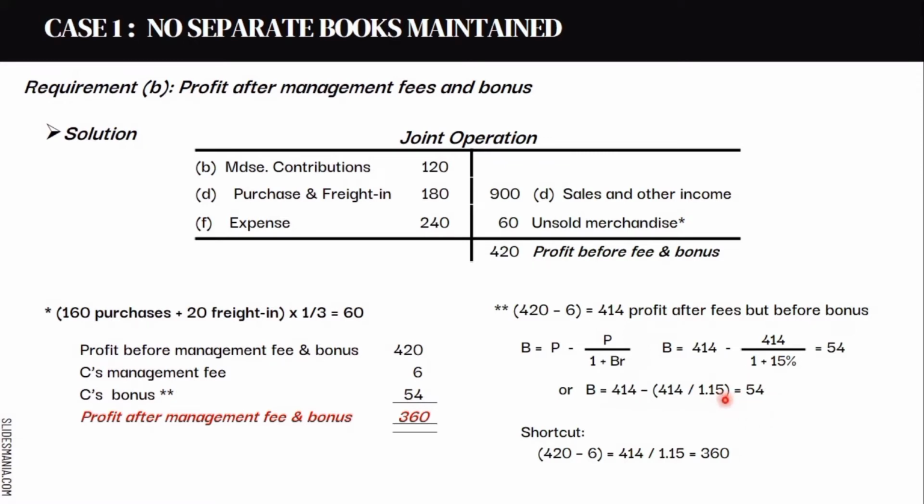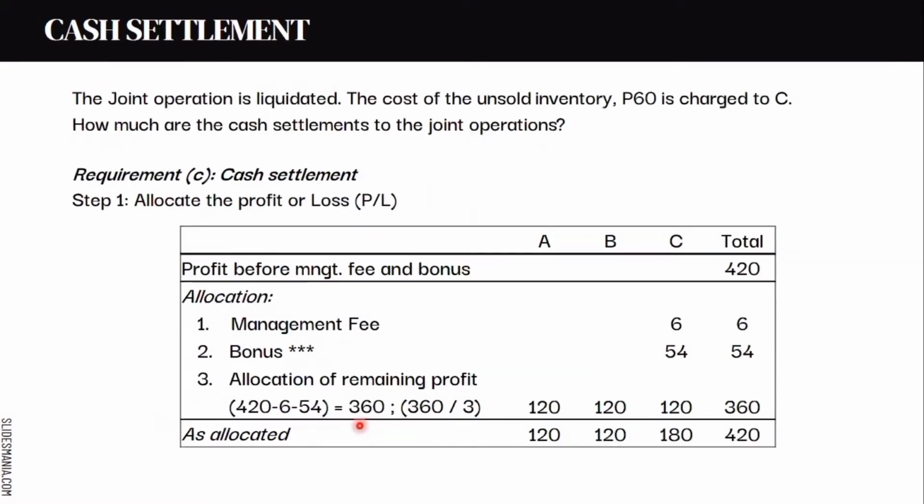So, para makuha yung profit after management fee and bonus, profit before management fee and bonus na 420, less natin yung 6 pesos na management fee, less din natin yung bonus ni C na 54 is equals to 360 na profit after management fee and bonus.